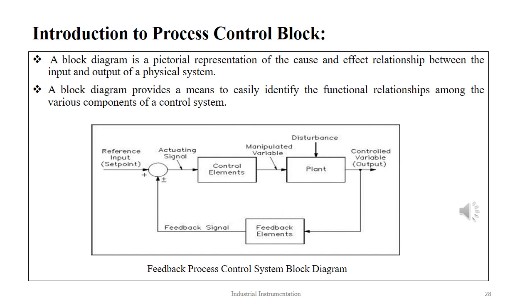Before we delve deep into industrial instrumentation, let's have an introduction of process control. Here we see a block diagram of a process control system that shows the cause and effect relationship between the input and the output of the physical system. A block diagram provides a means to easily identify the functional relationship among the various components of a process control. It starts with reference input and ends with controlled variable output.